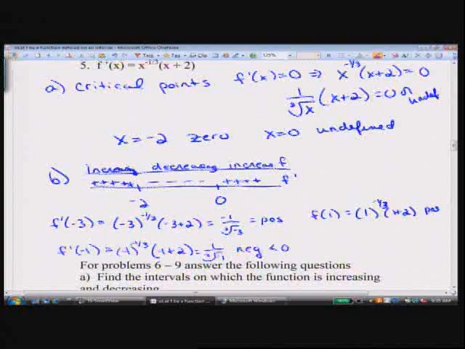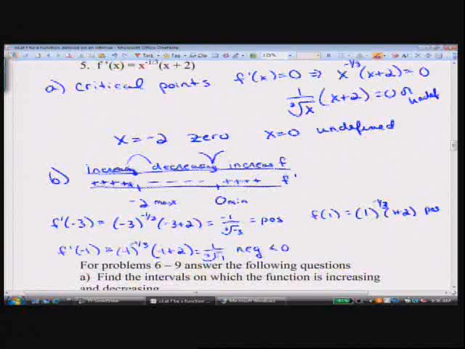Right? Okay, and then what do we say? If we increase and then we decrease, what do we have? That's a max. And then if we decrease and then we increase, what do we have? A min. But we know that it's actually undefined at 0, so it can't be real smooth like this. It's going to have to be like a little corner, a little cusp.